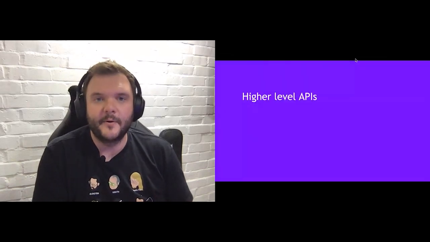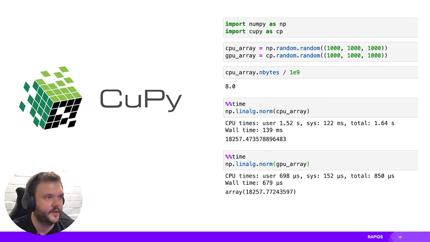And so in order to do that, we're building higher level APIs that abstract a lot of this stuff away for you. What I use quite frequently is called CuPy. This is exactly the same API as NumPy, but everything runs on the GPU for CuPy and on the CPU for NumPy. If we import NumPy and import CuPy and generate the same array, a 1,000 cube array, there's 8 gigabytes in memory. One is on the CPU, one is on the GPU. If I try to do some linear algebra, it takes 139 milliseconds for the CPU to do that operation, but it only takes 679 microseconds for the GPU, because that operation can be parallelized, all those cores can work together.